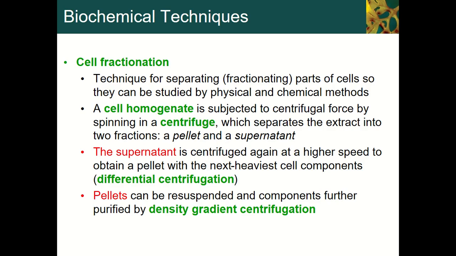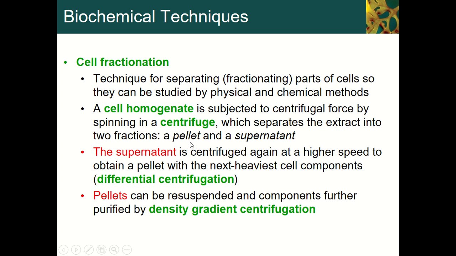And then, as I mentioned earlier, scientists use the technique of cell fractionation to separate different types of organelle inside the cell. So the cell homogenate is subjected to centrifugal force by spinning the centrifuge. After you spin the centrifuge, you will get two fractions, which are known as a pellet and the supernatant.